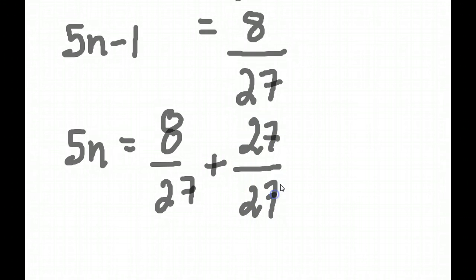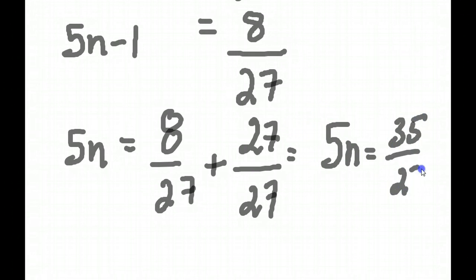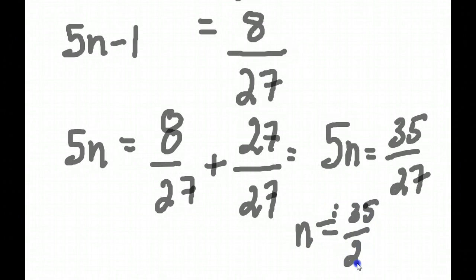27/27. I just turned that 1 into a fraction, which equals 5n = 35/27. So 5n equals 35/27. So then we need to divide each side by this 5. And when we are dividing fractions, because the right side is a fraction, we flip it over and multiply. So we get n = 35/27 times 1/5.